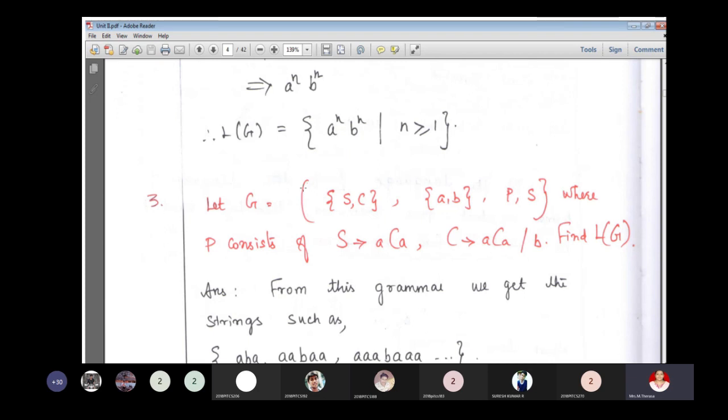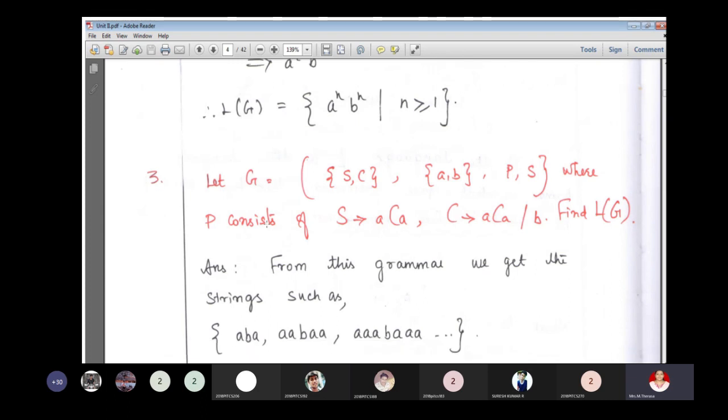Okay, we'll see another example. Let G be equal to ({S, C}, {a, b}, P, S). The first set represents the variables, the second set represents the terminals, then the production rules and the start symbol. We are given production rules like S tends to aCa. Capital letters represent variables, lowercase letters represent terminals. So V is equal to S, C. S tends to aCa, C tends to aCa or b. Now you are asked to find the language generated from this grammar.